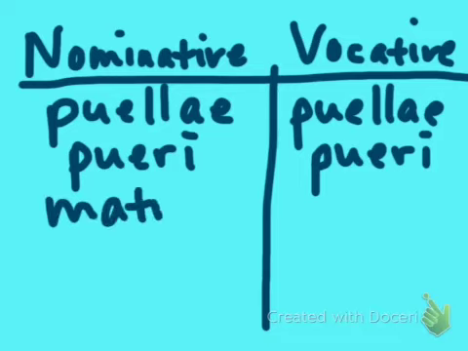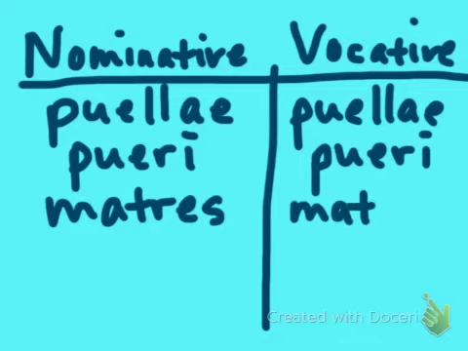Let's do a third declension example. So matres means mothers. You might say, "Mothers, we're having a meeting in the forum." So if we called a group of mothers, that would also be matres, just like the nominative. So these are all plural examples.